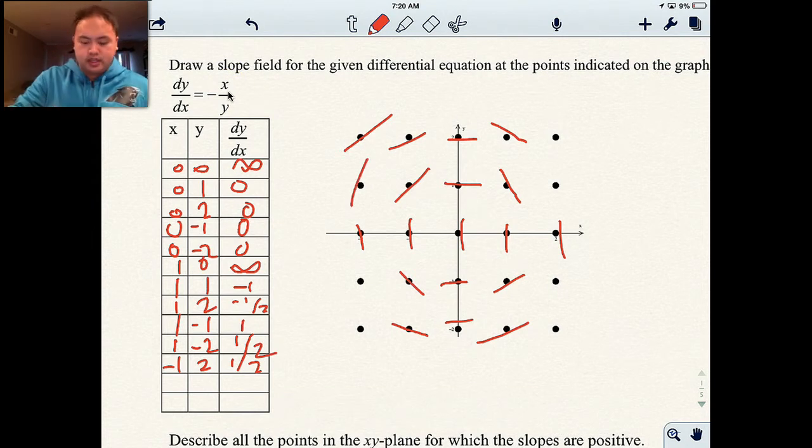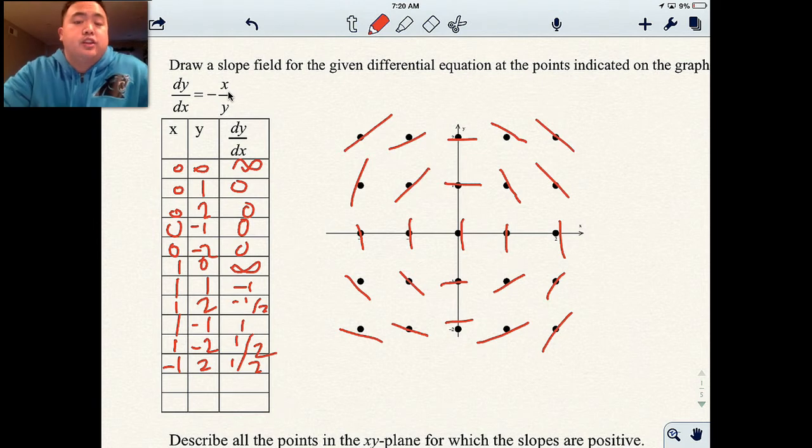And you'll notice that there is a pattern. In slope fields, there's always a pattern. You just have to try to figure it out. But it looks something like that. Okay, that's a slope field. That's how you do your answer.